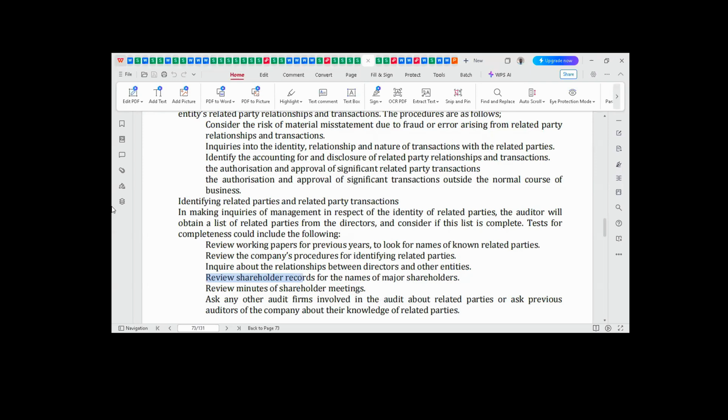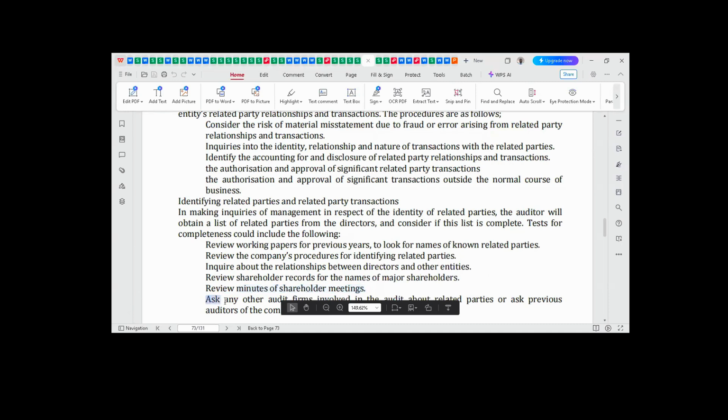Then you also have to review the minutes of shareholders' meetings. Why? Because during their meetings, there will be some discussions that will trigger related party transactions. So you need to get hold of the minutes of the shareholders' meetings.